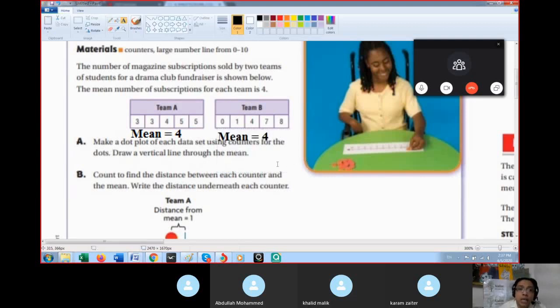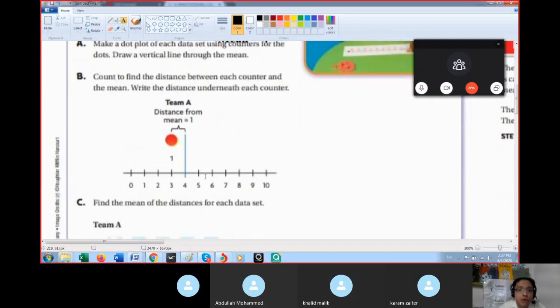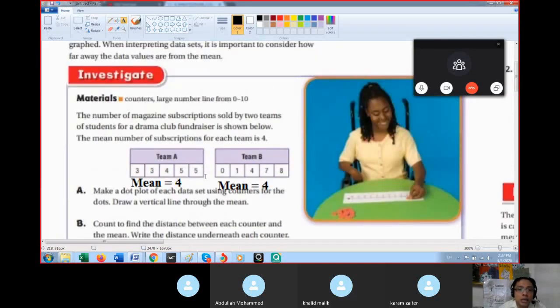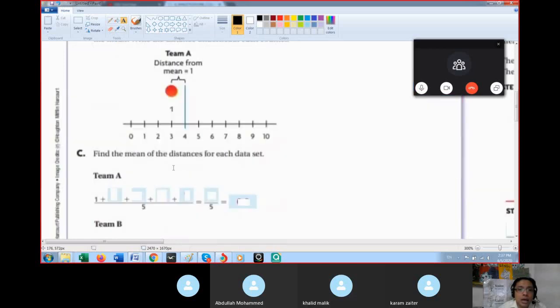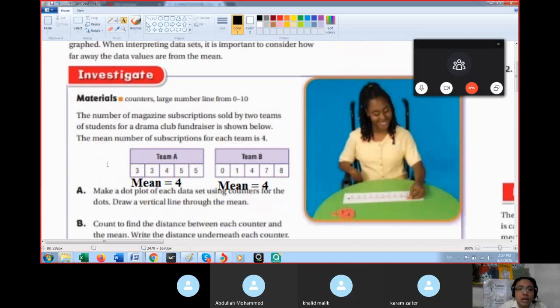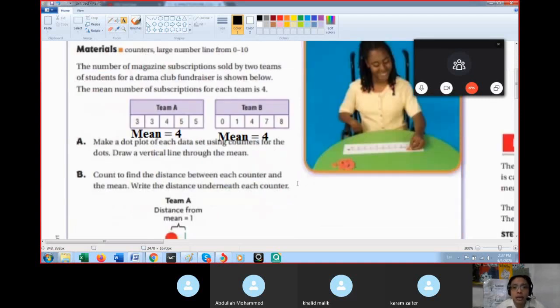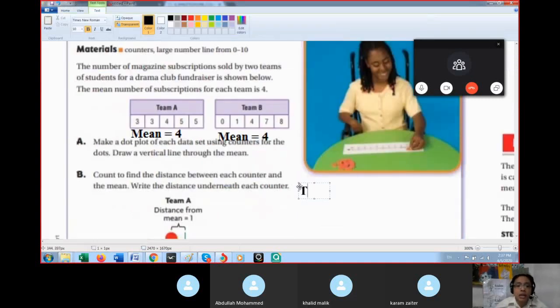Now, how to get the mean absolute deviation? First and foremost, Team A. Team A has 1, 2, 3, 4. Now it's given. Let us arrange the numbers of Team A. We have to arrange the numbers like this, from greatest to least. What is the greatest number in Team A?